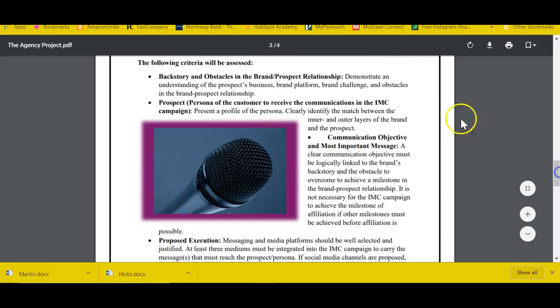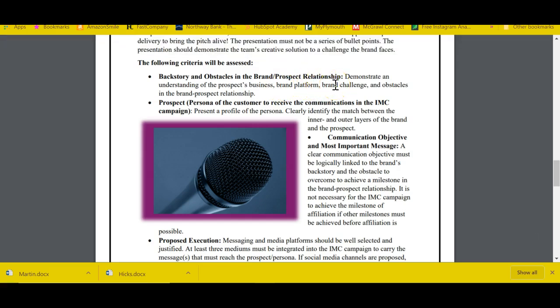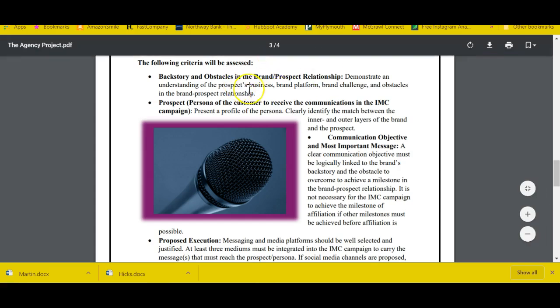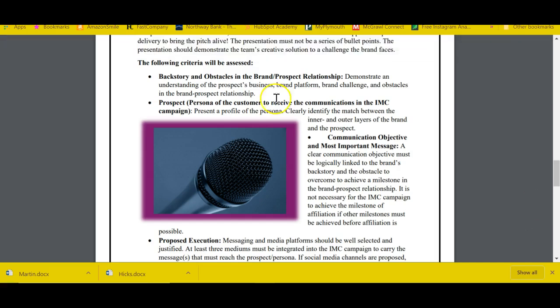You are going to be assessed on your ability to tell the backstory and obstacles in the brand prospect relationship. Again, if your strategic message planner was successful, you have it right there. But if it wasn't, go back to the work that you have done throughout the semester and be able to do this. Now, how do I want you to do this?